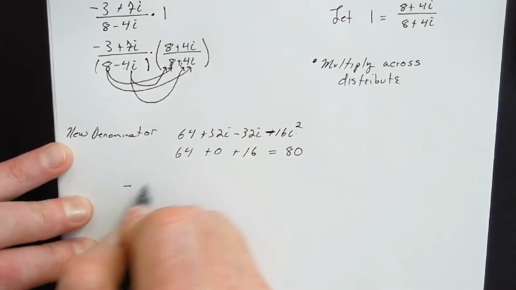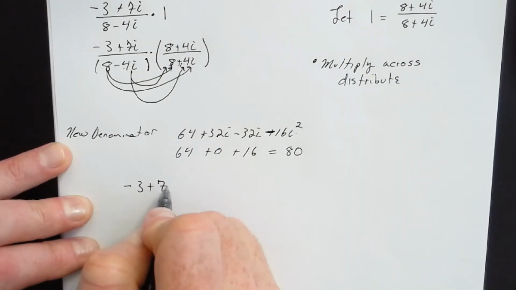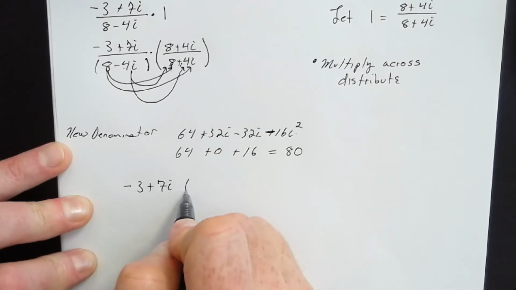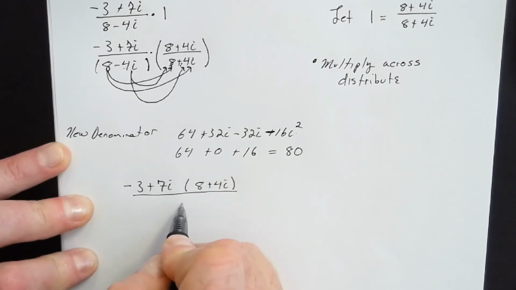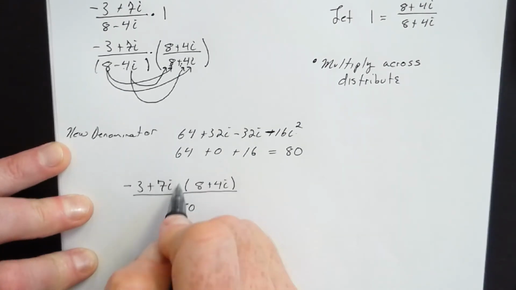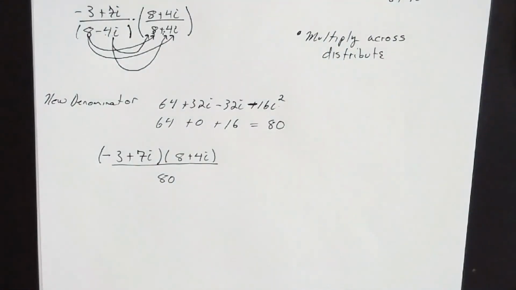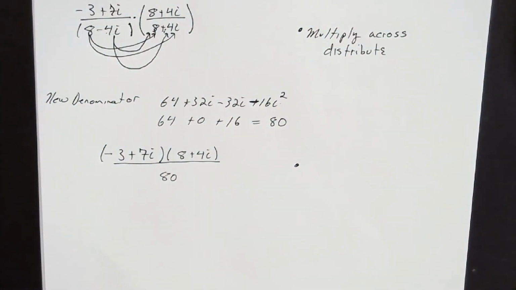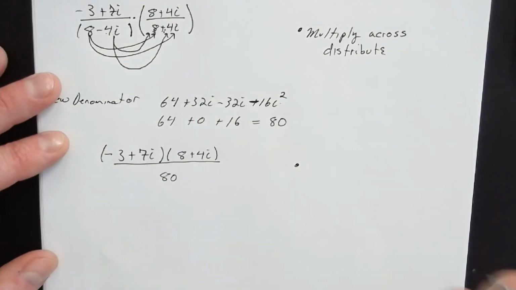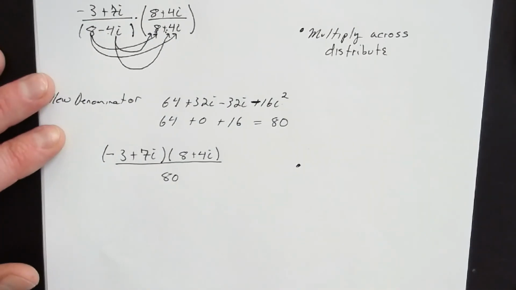Okay, so let's go ahead and rewrite this. We have minus 3 plus 7i over 80, times 8 plus 4i over 80. Now we have to distribute the top. You can do the numerator first or the denominator first, however you want to do it. So now we're going to multiply across, or distribute across the top.